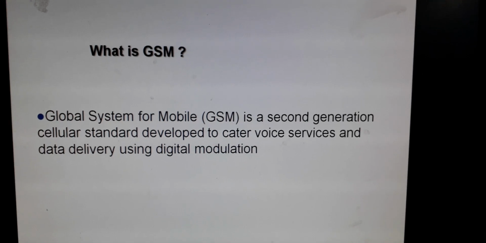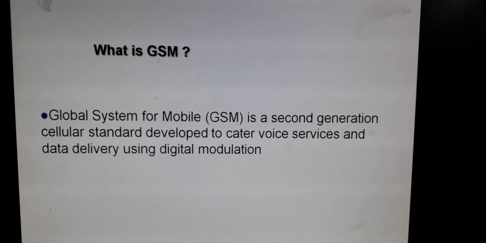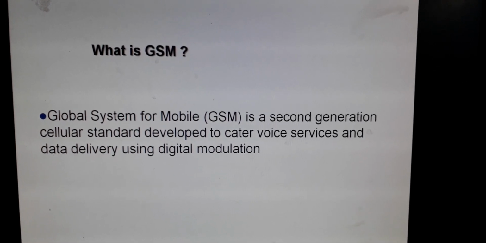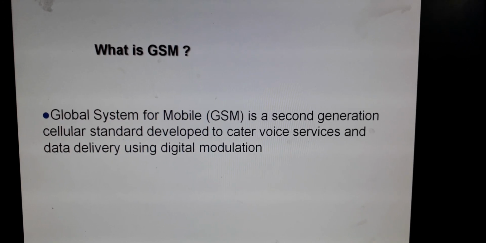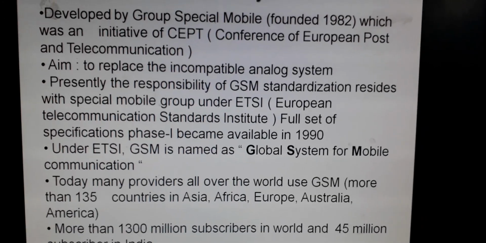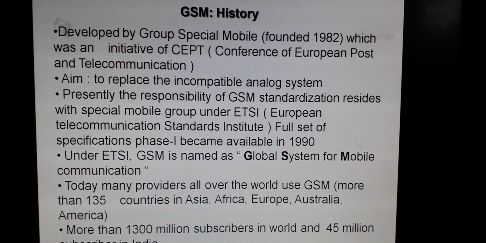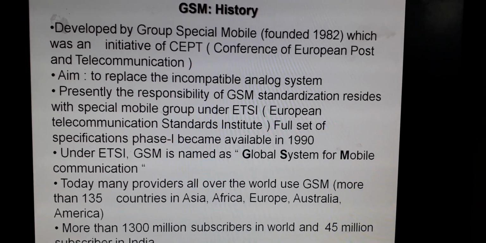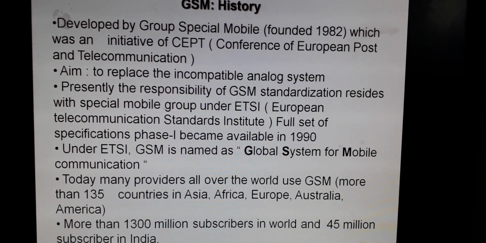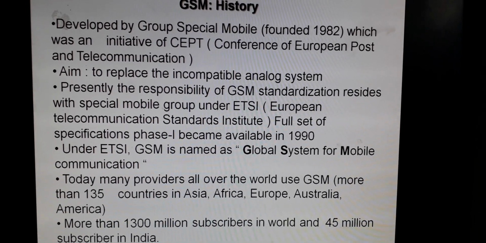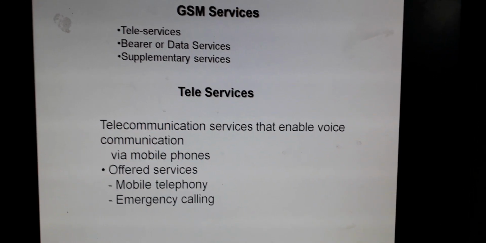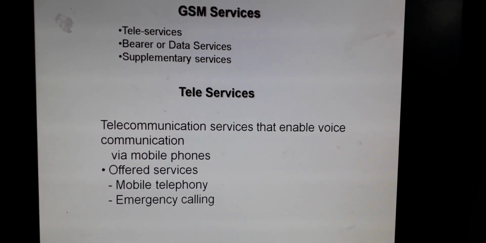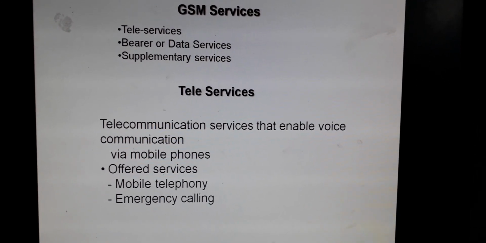GSM is a second generation network which is used to send voice services and data delivery. When you look at history, it was developed through ETSI, European Telecommunication Standard Institute. There are three services: teleservices, bearer or data services, and supplementary services.